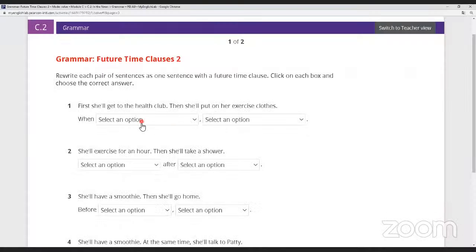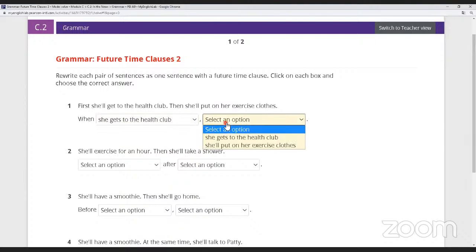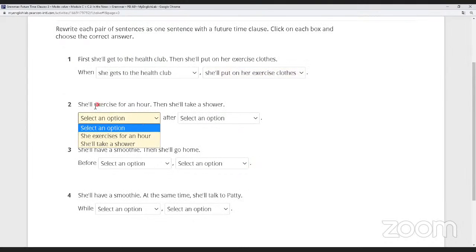So, read the instruction, please, and complete the exercises below. Okay, grammar future time clauses 2. Rewrite each pair of sentences as one sentence with a future time clause. Click on each box and choose the correct answer. Okay, 1. First, she will get to the health club. Then she will put on her exercise clothes. When she gets to the health club, she will put on her exercise clothes. Okay. 2. She will exercise for an hour and she will take a shower.